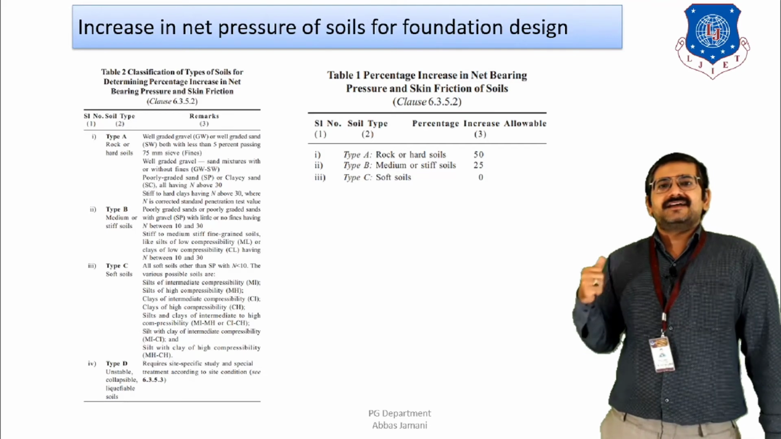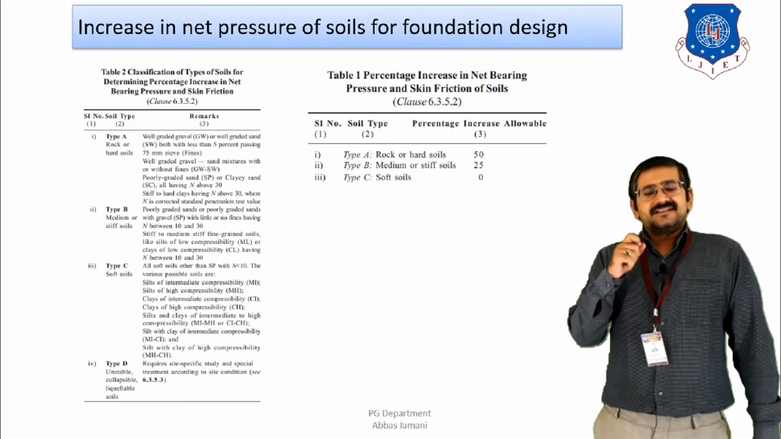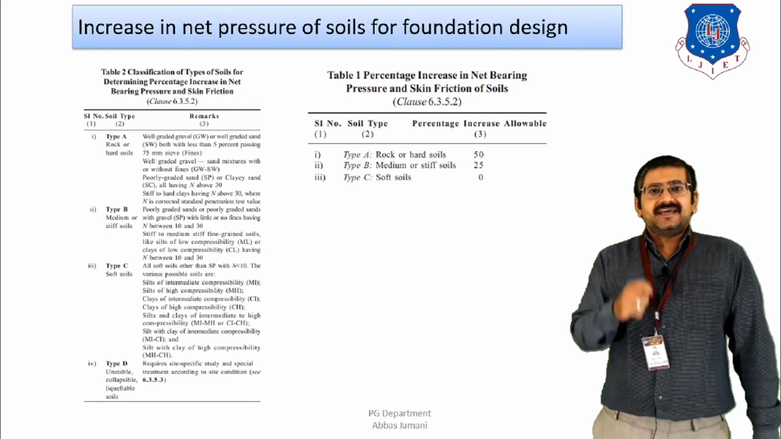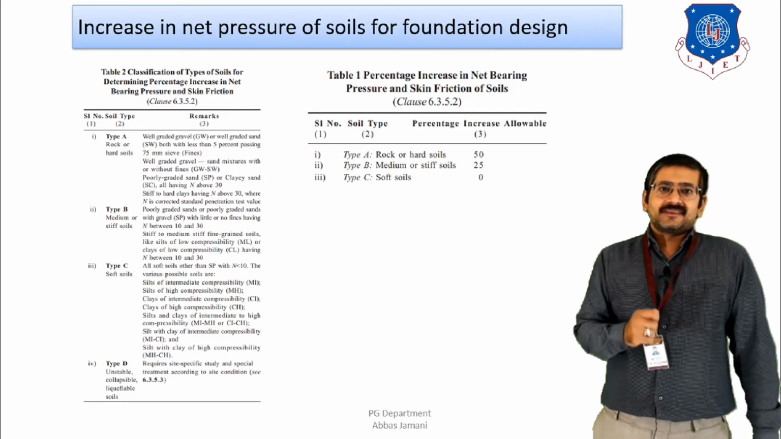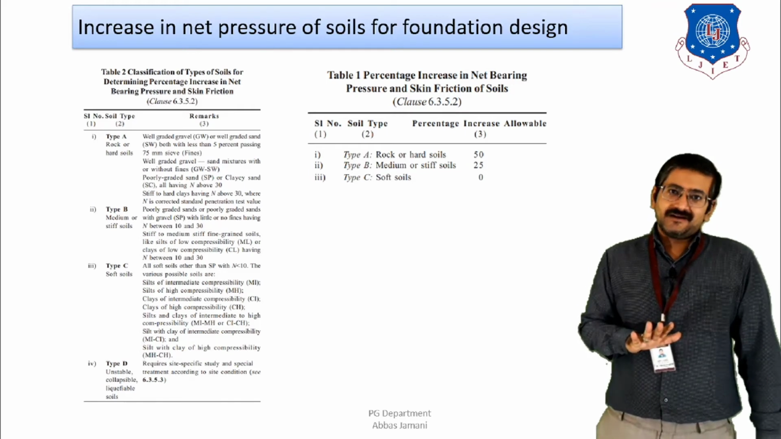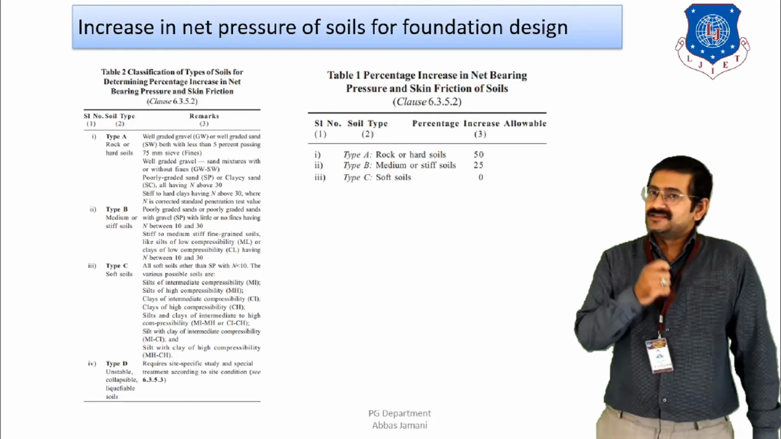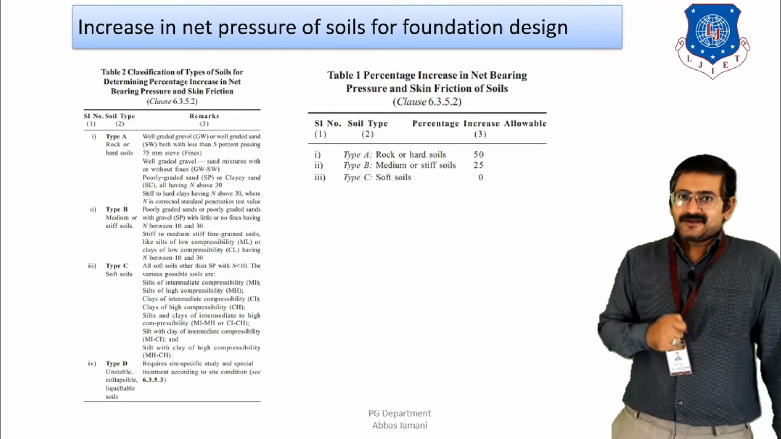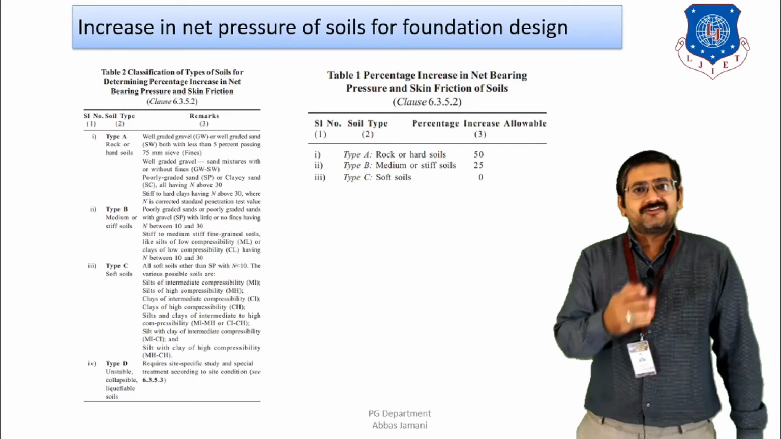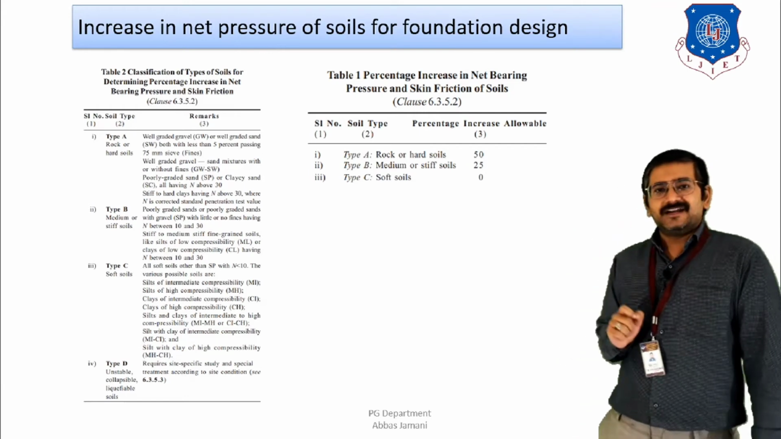But this advantage is not available in case of soft soil. Why is it not available? Because when soft soil is there, excessive settlement is likely to take place, and by increasing the pressure, the settlement cannot be controlled. Right? So the code is telling that in case of soft soil, the increase cannot be taken. Now, what is the definition of hard soil, medium soil and soft soil that the code is mentioning? For that, the guideline is given in Table number 1.